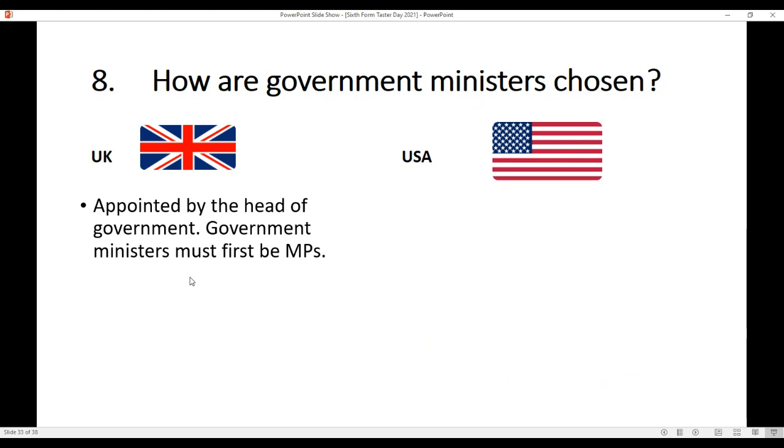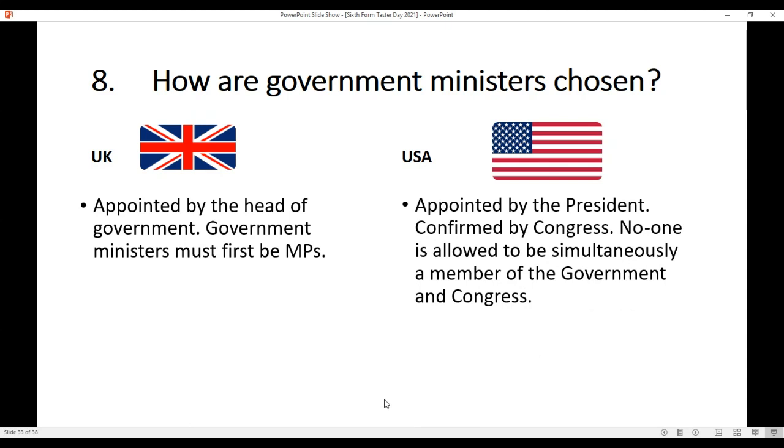In the United States, it's quite different. You're appointed by the president. Probably you will be familiar with that, or at least you will have worked that out. But they have to be confirmed by Congress. So they're actually nominated by the president and confirmed by Congress. Congress is the US version of Parliament.